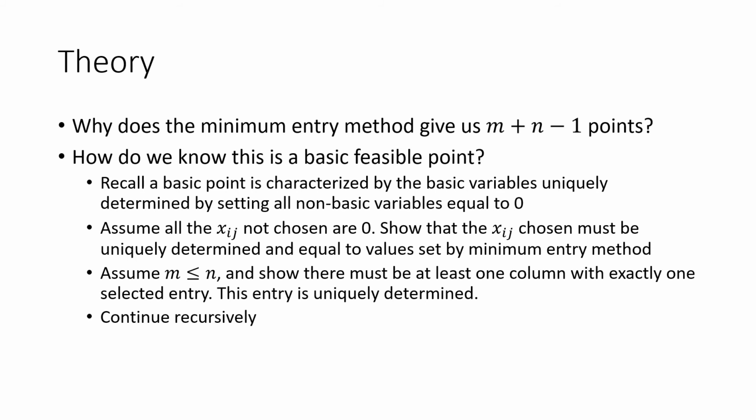Second thing is, how do we know this is a basic feasible point? Recall that a basic point is characterized by the basic variables uniquely being determined by setting all non-basic variables equal to 0. That's just from our general linear program. So let's assume that all of the xij not chosen are 0. When you do that, you can show that the ones chosen have to be exactly what you've determined by this entry method. So in other words, your non-basic variables through this entry method are exactly 0. Everything else is uniquely defined.